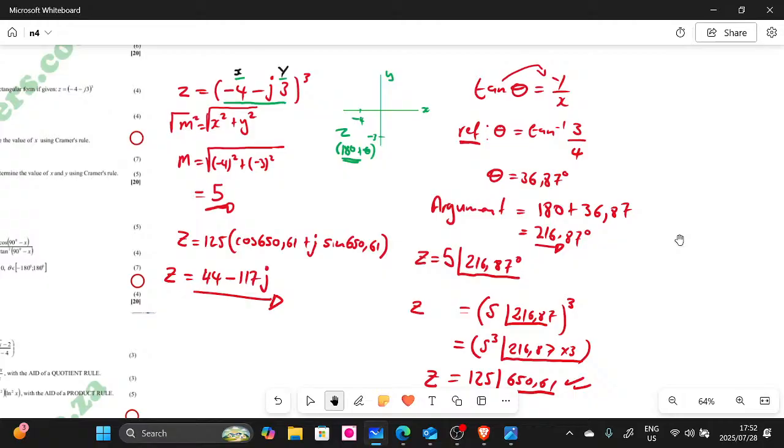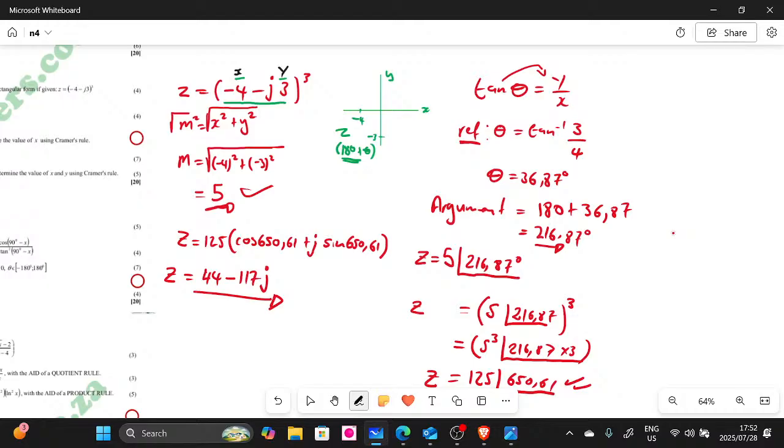Remember, we used De Moivre's theorem, and we also had to change this into polar. So in this question, I just showed you how to move from rectangular to polar and how to move from polar to rectangular again. If you didn't know how to do it, this is how you do it. When you move from rectangular to polar, you find the modulus, which is 5 in this case, and then you find the argument.